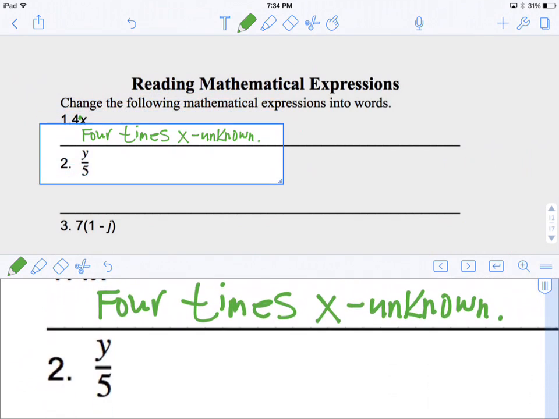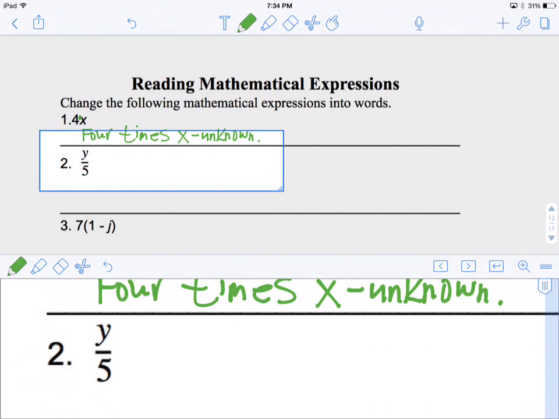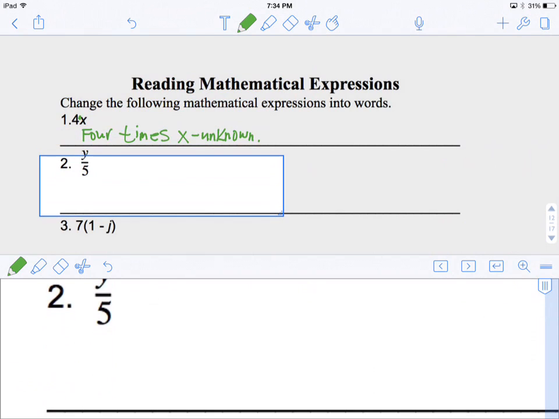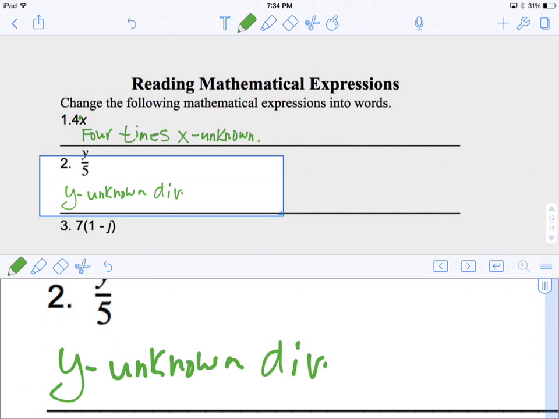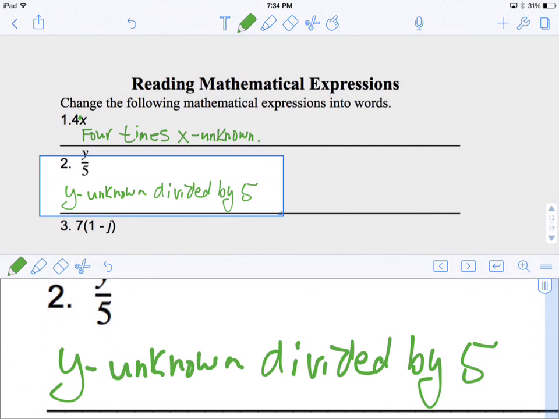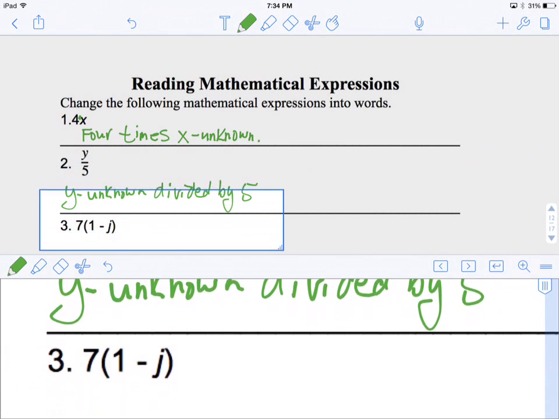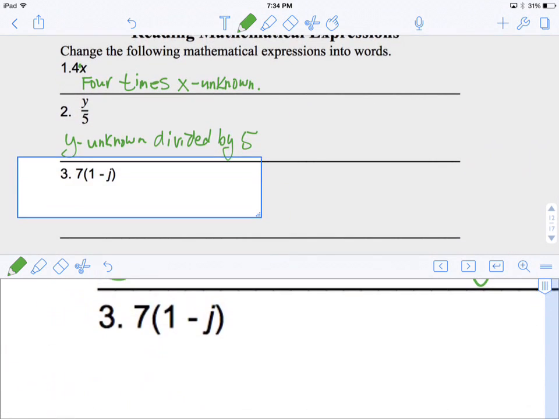So variables. Number 2, we have a fraction y fifths, but we don't want to think of it as a fraction. We want to think of it as divide. So instead, we're going to say y, this is the unknown this time, divided by 5.